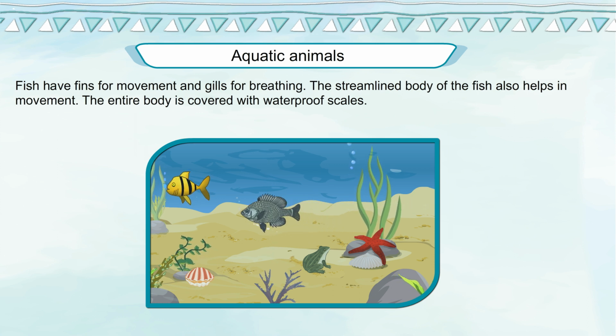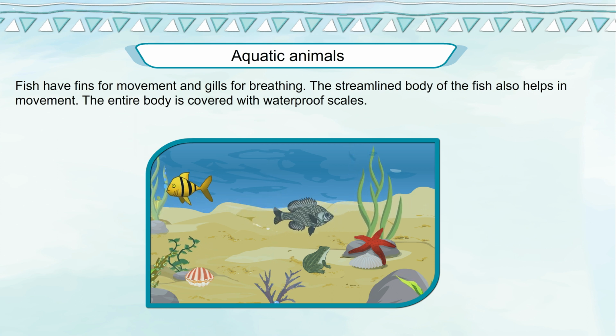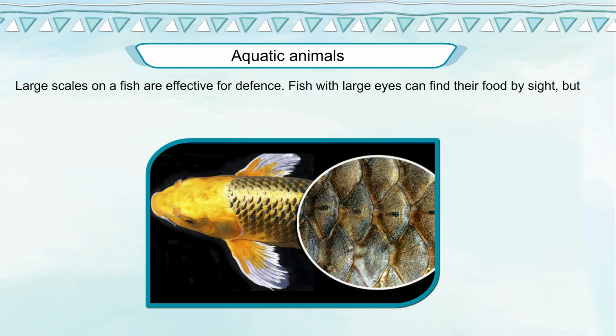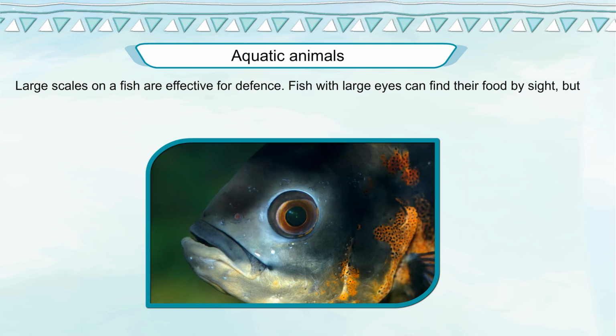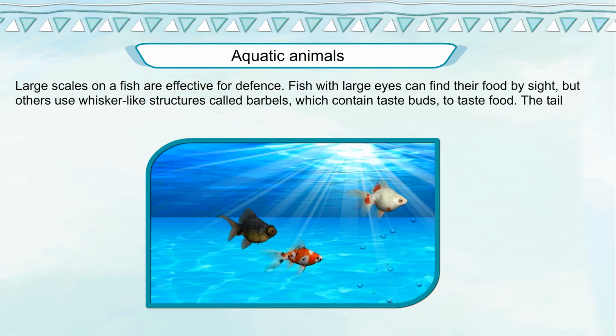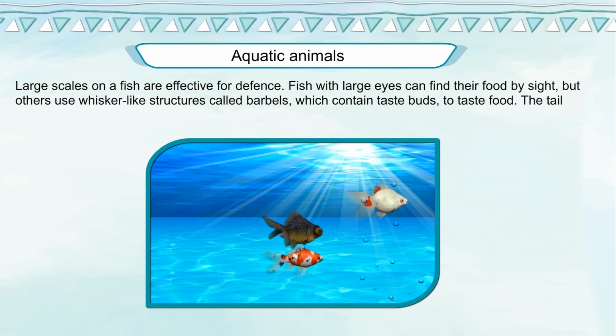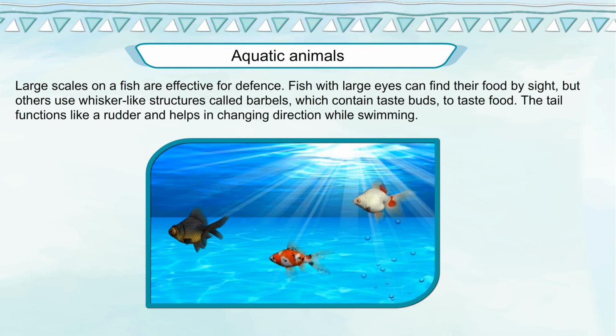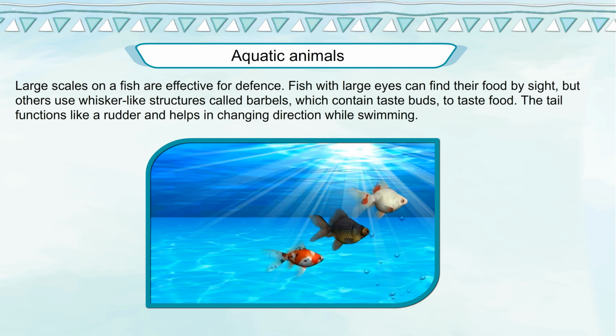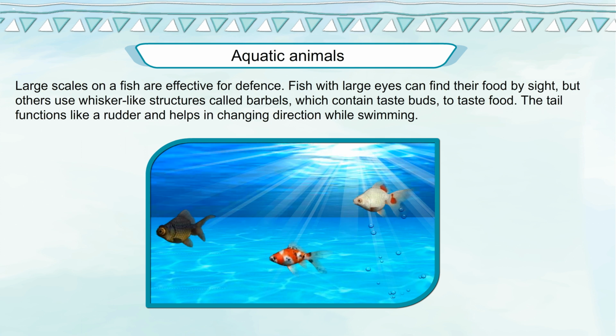The entire body is covered with waterproof scales. Large scales on a fish are effective for defense. Fish with large eyes can find their food by sight, but others use whisker-like structures called barbels, which contain taste buds to taste food. The tail functions like a rudder and helps in changing direction while swimming.